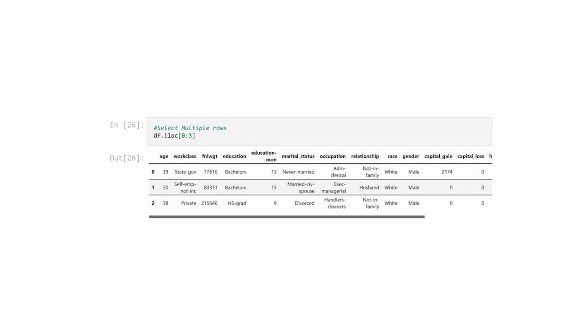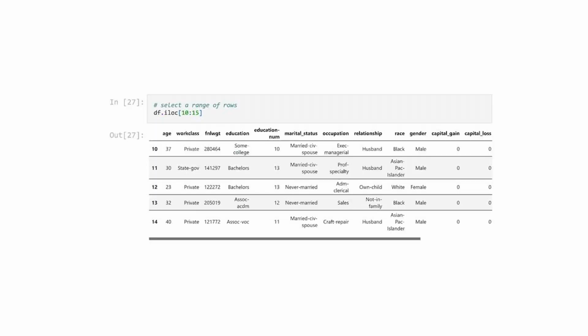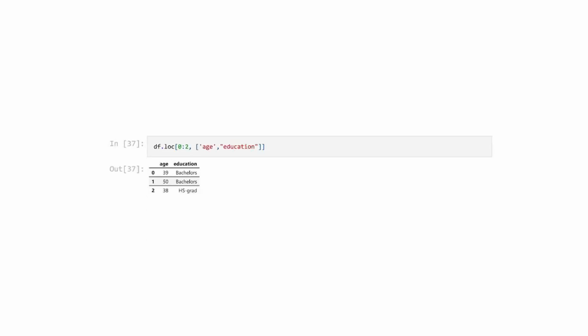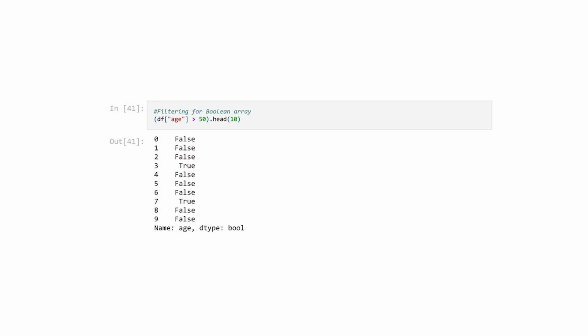So here's another example on how to access multiple rows from your data frame using the iloc function. In this case, we are trying to access the first three rows of our data frame. Here's another example on how to access multiple rows, let's say from row 10 all the way to 14. So here's an example on how to use the loc function. Here we are trying to access the first three rows and the columns age and education.